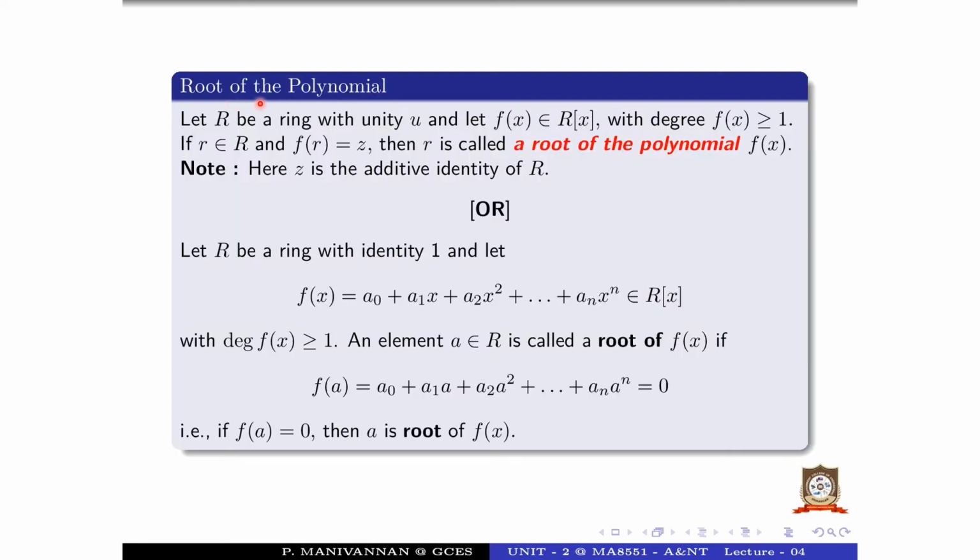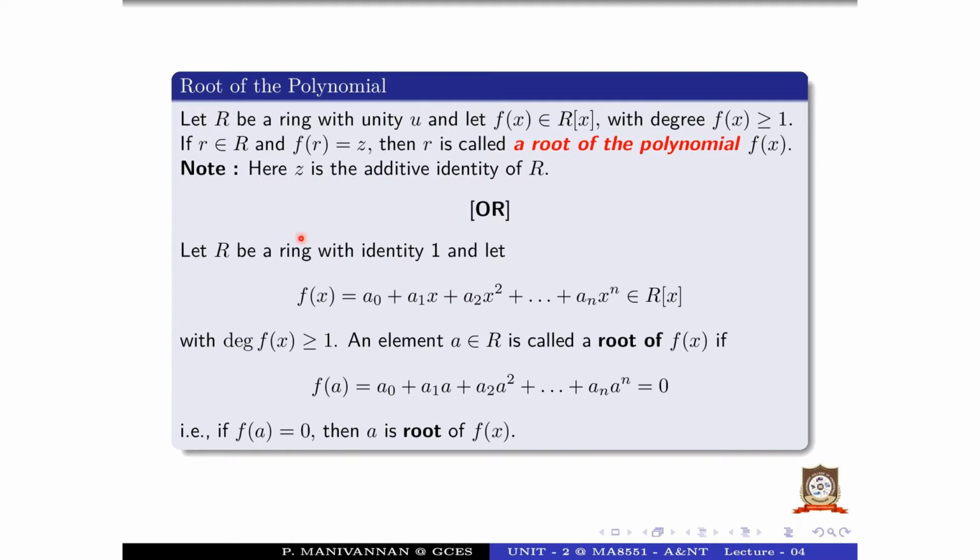Roots of a polynomial. Let R be a ring with unity and let f of x belong to R of x with degree greater than or equal to 1. If r is a number belonging to R and f of r equals 0, that is, if we put r in the place of x, then we get the zero of the polynomial ring, then r is called the root of the polynomial f of x. Here 0 is the additive identity of R.